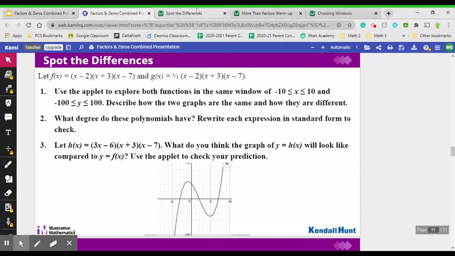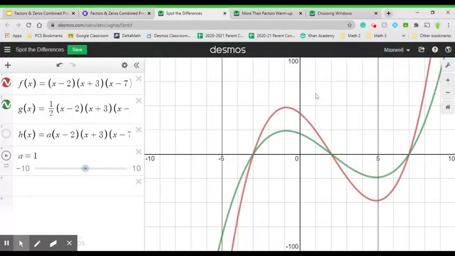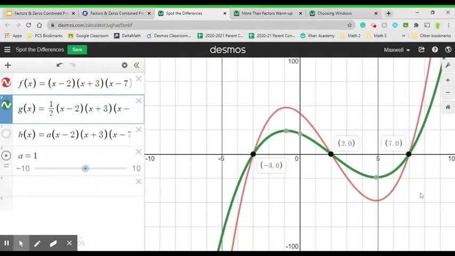So if we look at comparing and contrasting these graphs, think about what you would say to that first. But if we were to discuss that right now, the red one is pointing down on the left and up on the right. Same goes for the green one. Secondly, we have x-intercepts here at -3, 2, and 7. So that makes a lot of sense.